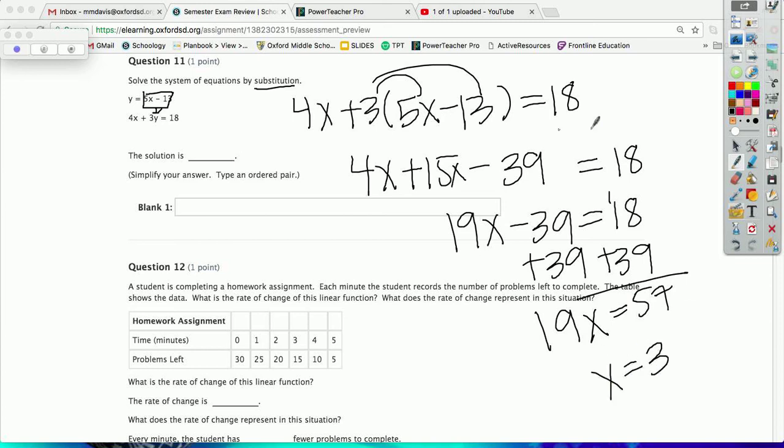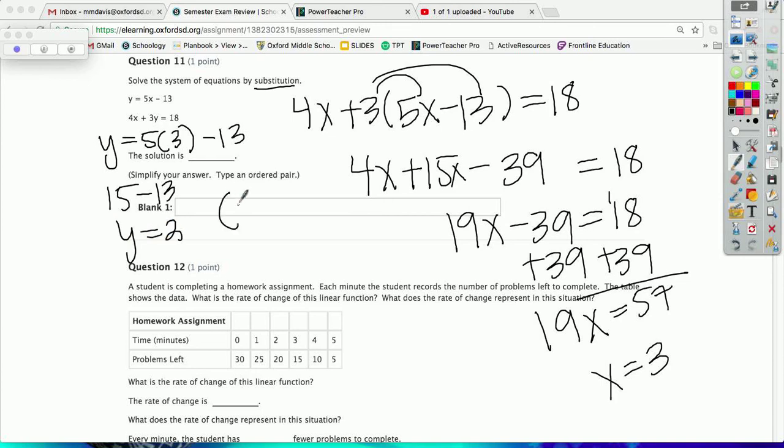But now I need to plug that back into one of the original equations to find out y. I would probably use the top one. So y equals 5 times 3 minus 13. So y equals 15 minus 13. So y equals 2. So the ordered pair is 3, 2.